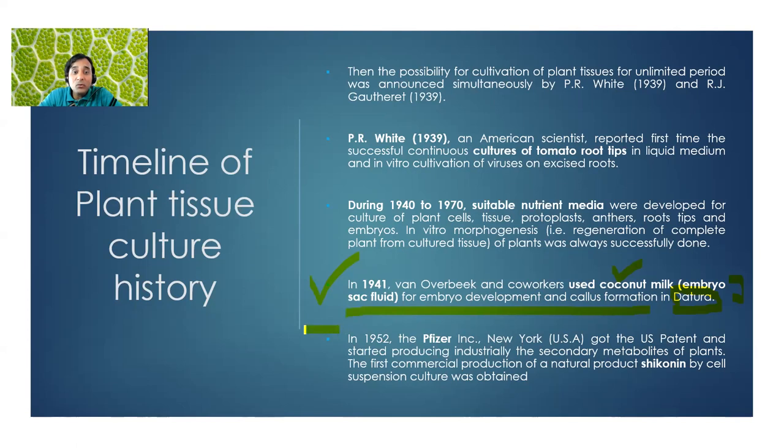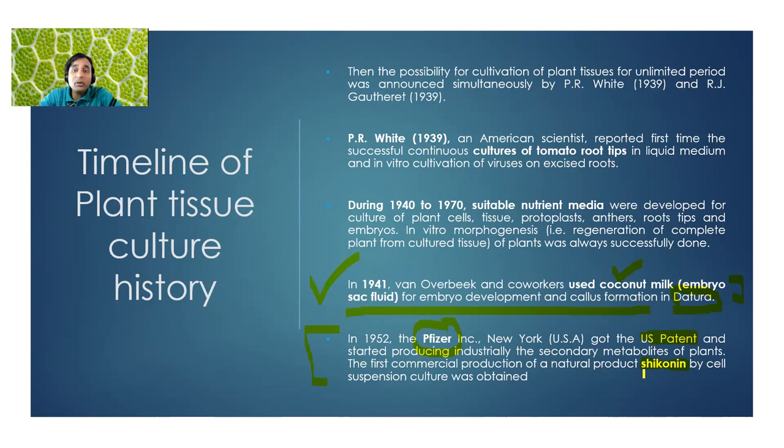And in 1952, Pfizer, you can imagine, this is the company with the highest number of patents and the number one pharmaceutical in the world. They were the first to launch the COVID-19 vaccine also, right? So anyways, they got the first US patent based on plant tissue culture techniques, based on a natural compound called chiconin. Still, it is in the market. You can still find the chemical in the market.